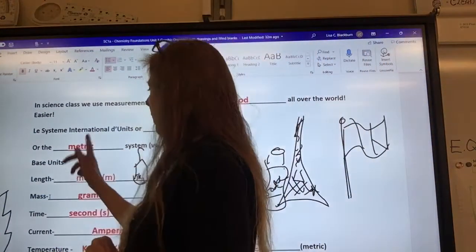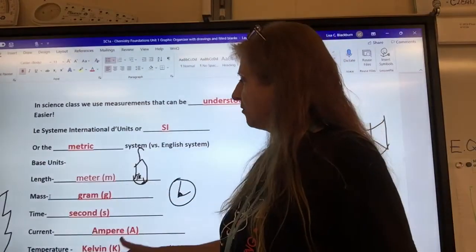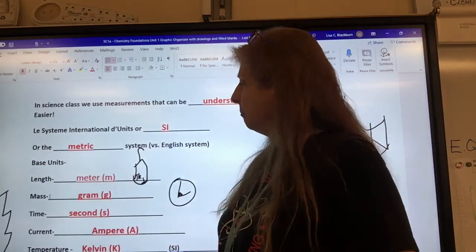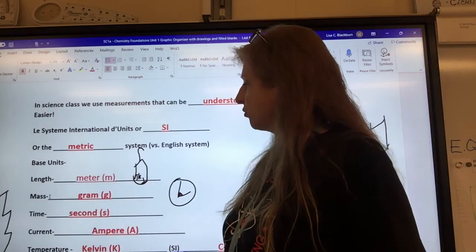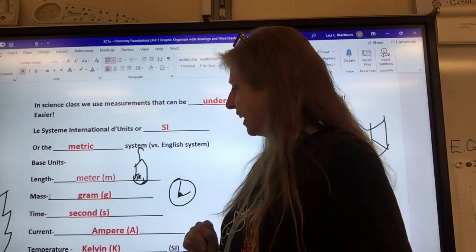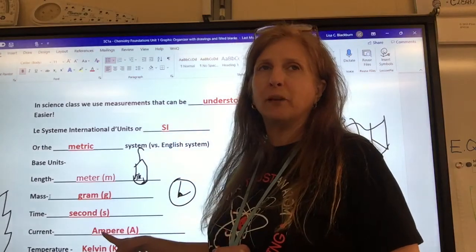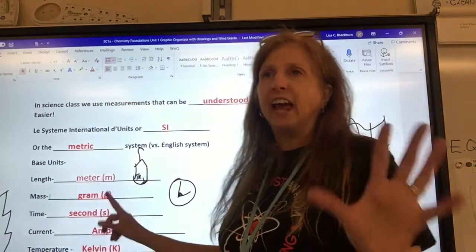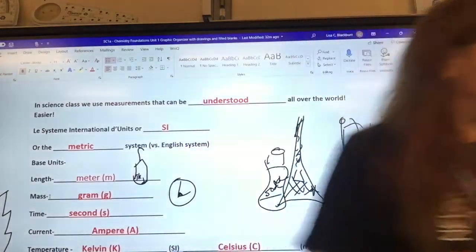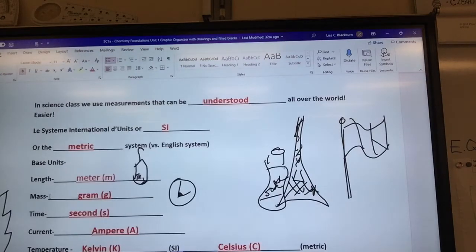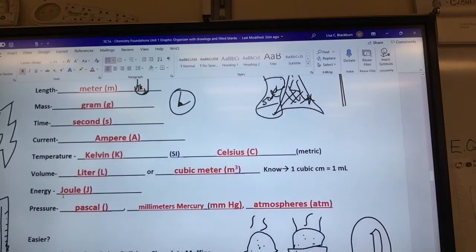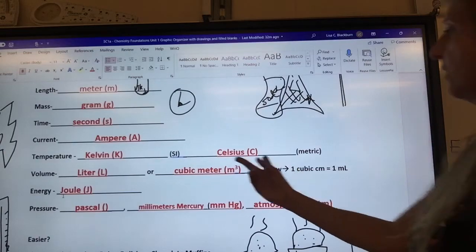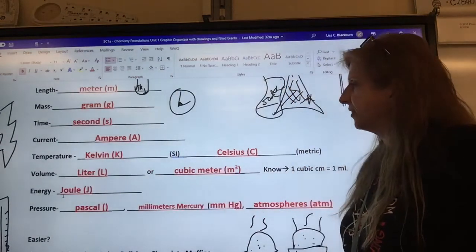Okay, so how the metric system works is you have certain base units. Length is the meter with the symbol m. Mass is gram with a little g. Time is second. Current is ampere. That might be a new one for you, but you've heard of amps, haven't you? In your stereo system, you need an amp that turns it up. So ampere is for current. Temperature in SI is Kelvin. In metric, it's Celsius, and we're going to use both in this class. We're going to use Kelvin and Celsius.